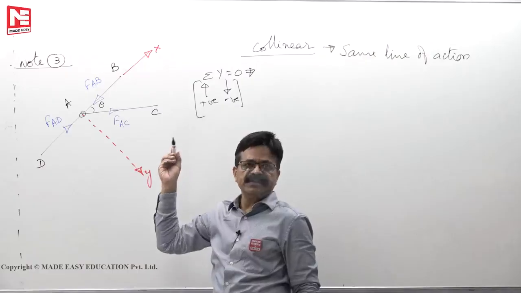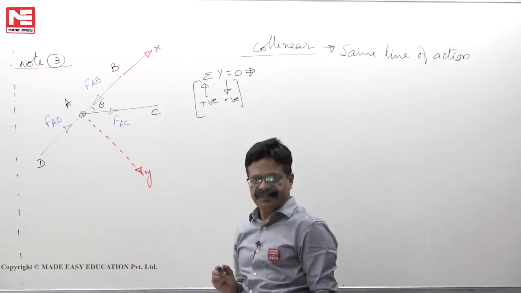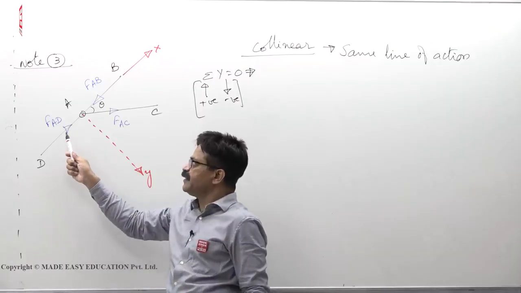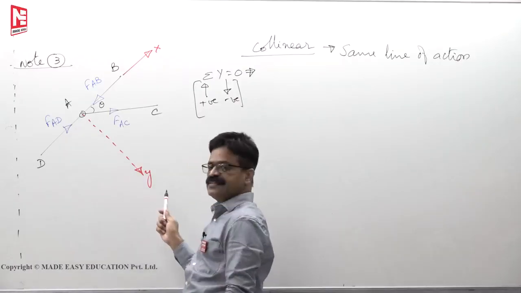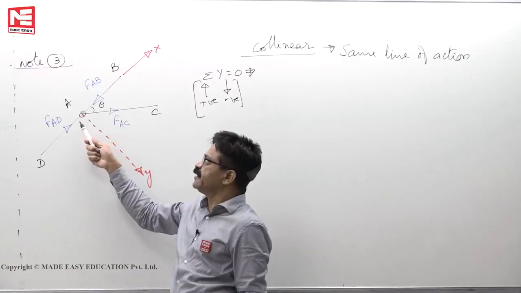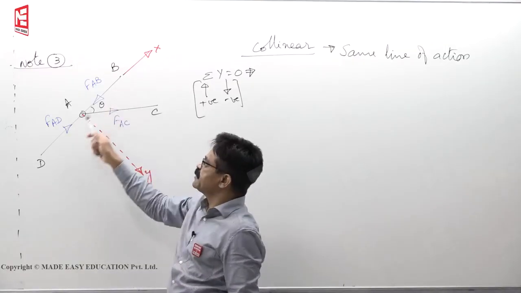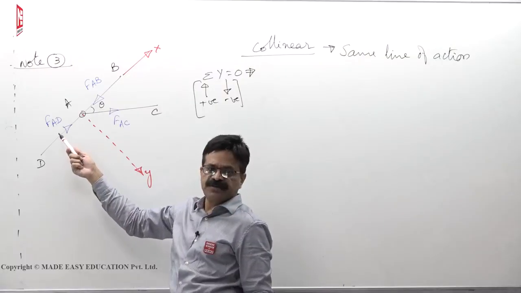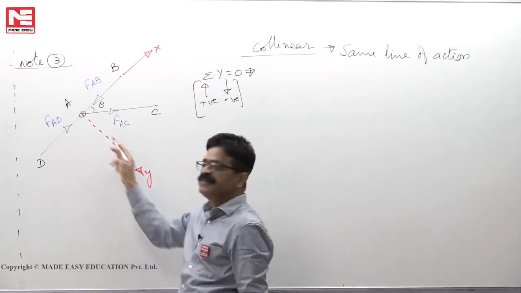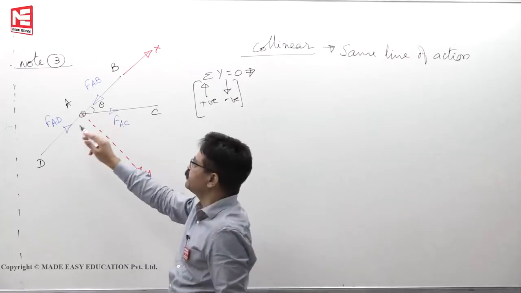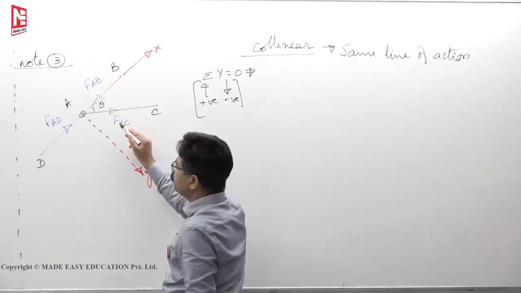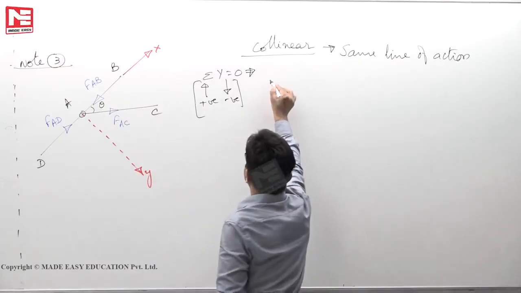So two forces are collinear. Now the force in the third member has no choice, it has to be 0. Now let us see why it should be 0. FAD has no influence in the y-axis because of the 90-degree angle. The theta between the x-axis and FAD is 0. Y component means what? FAD sin 0 is 0. So it doesn't have any y component. The effect of the force in the y direction is nil.